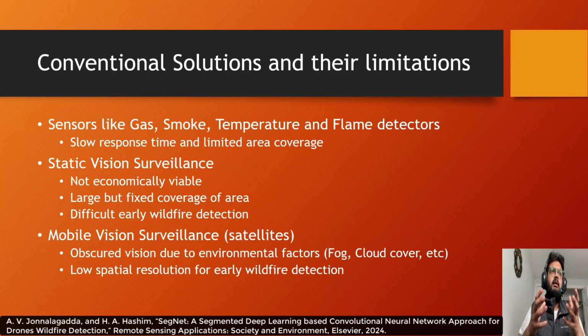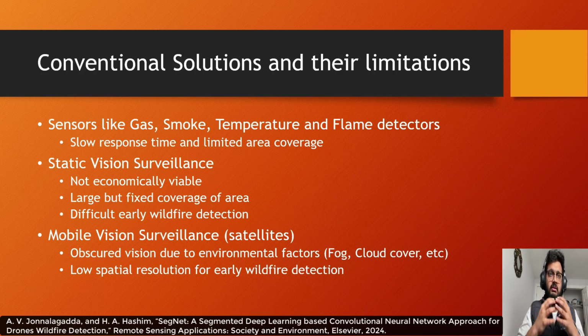And thus, certain conventional solutions were brought up by researchers and engineers and scientists all around the globe. These conventional solutions mostly consisted of traditional wildfire detectors utilizing gas, smoke, temperature, and flame sensors. But these have a limitation. These limitations are such as slow response times and restricted coverage areas.